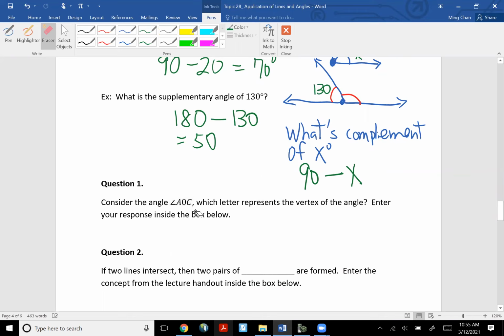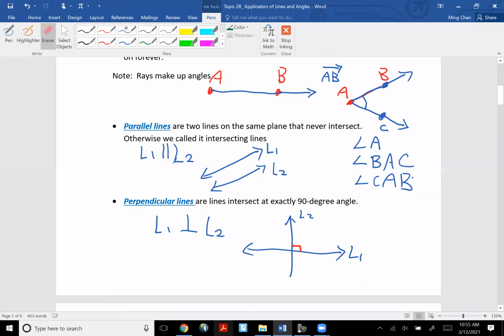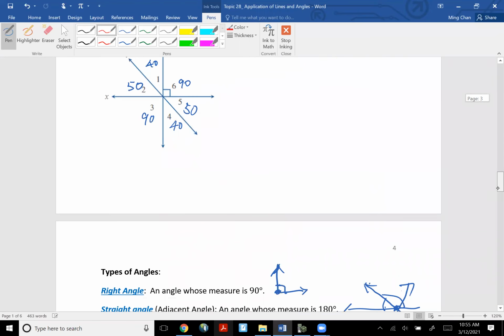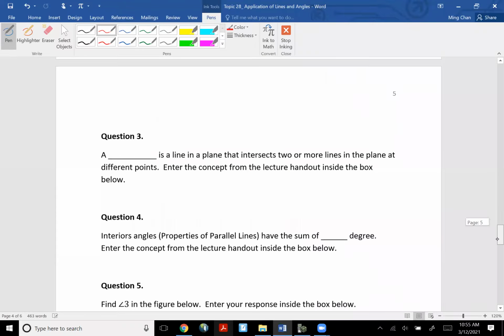Consider angle AOC, where O is representing the vertex. The vertex is where the two rays share the same endpoint. This is the vertex, and the vertex is always located in the middle. So which letter represents the vertex here? If I have an angle AOC, O will be the vertex. If two lines intersect, then two pairs of what are formed? Vertical angles are formed.